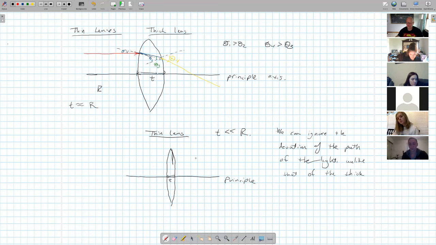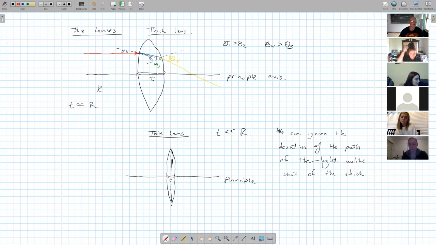So even though that deviation exists, it's basically minute and it doesn't really do anything. And so it's not going to deviate the path that much. So basically for a thin lens, what we're going to pretend is that the light is not going to be deviated anywhere going from the boundary to the center.